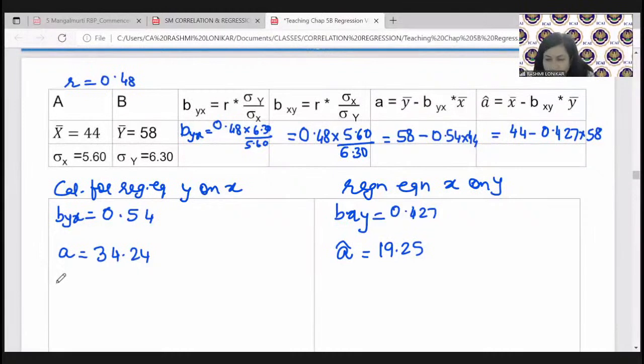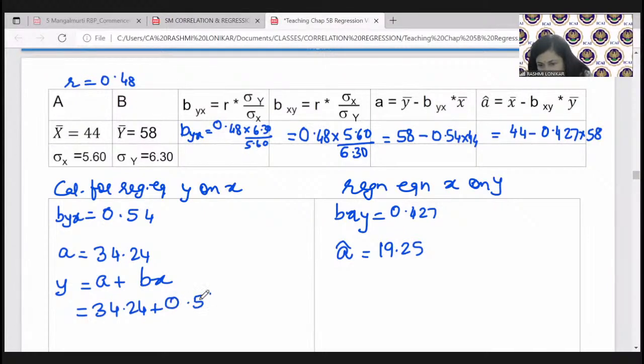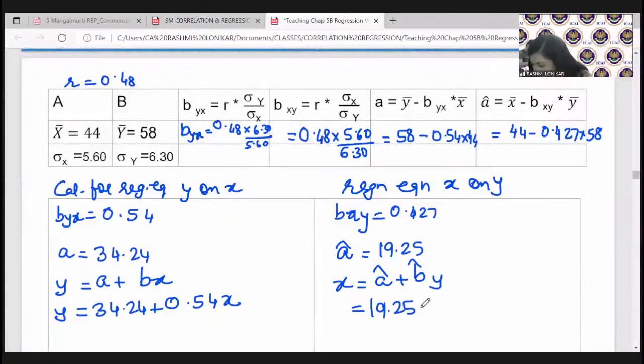So now what is my equation? Y is equal to a plus bx. A is 34.24 plus b is 0.54x. Y is equal to this. And what will this equation be? X is equal to a cap plus b cap y. So a is 19.25 plus 0.427 y. Okay. This is the equation of x on y.